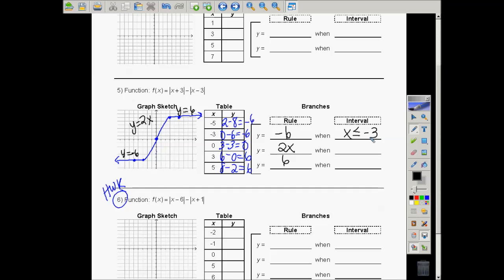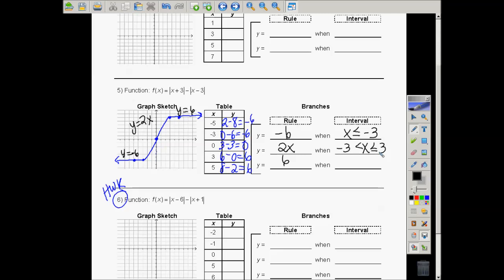When x is what? We're talking about when x is greater than or equal to -3 and less than or equal to 3. So when x is greater than -3, it can't be equal. We already used the equal.